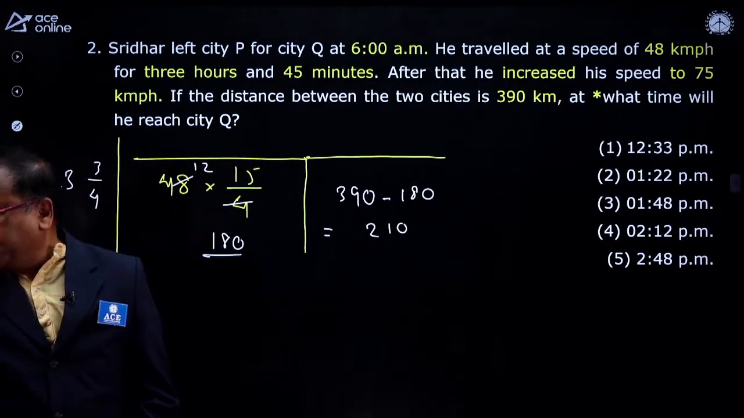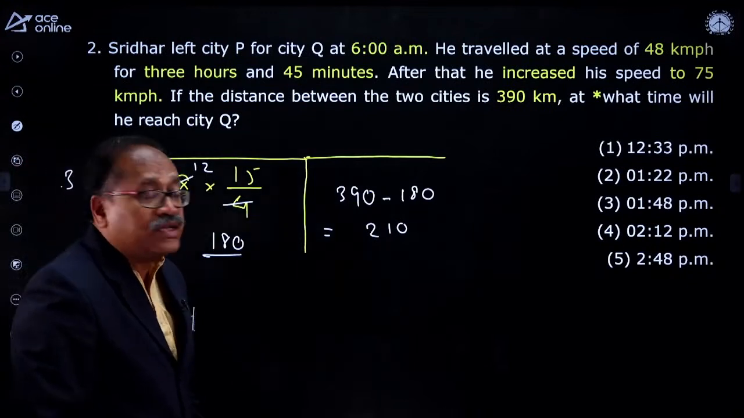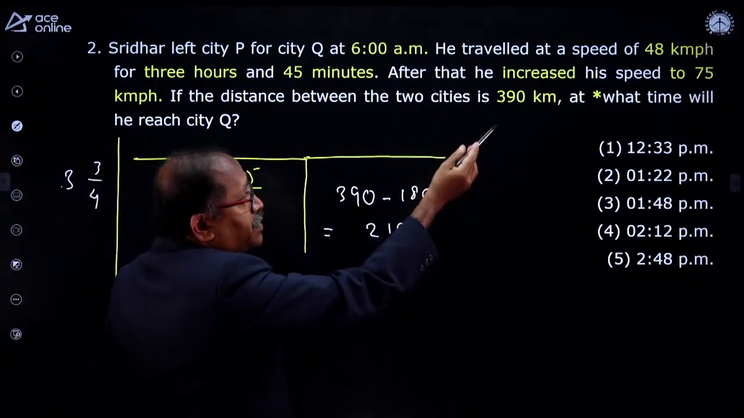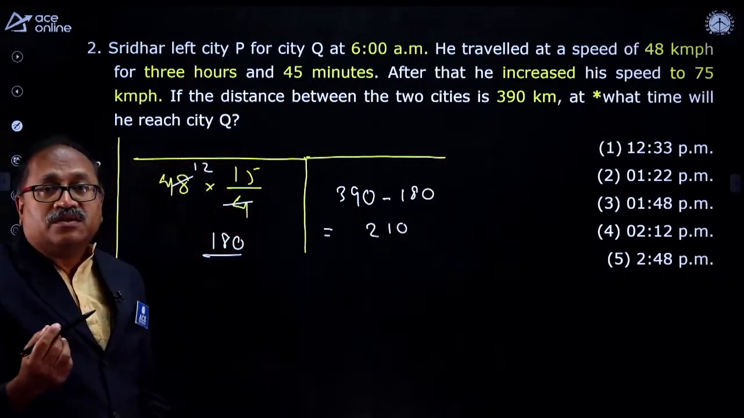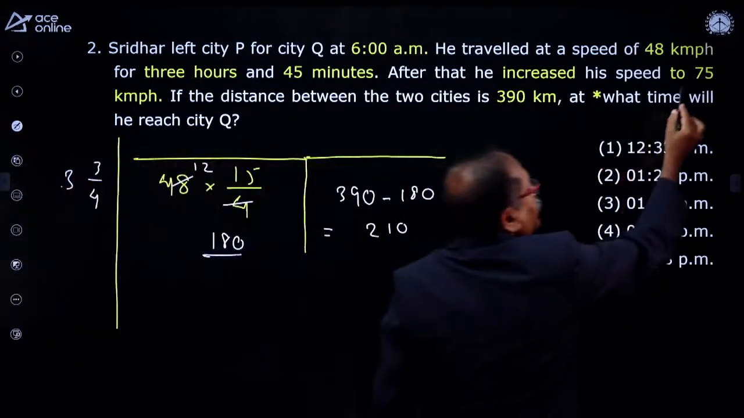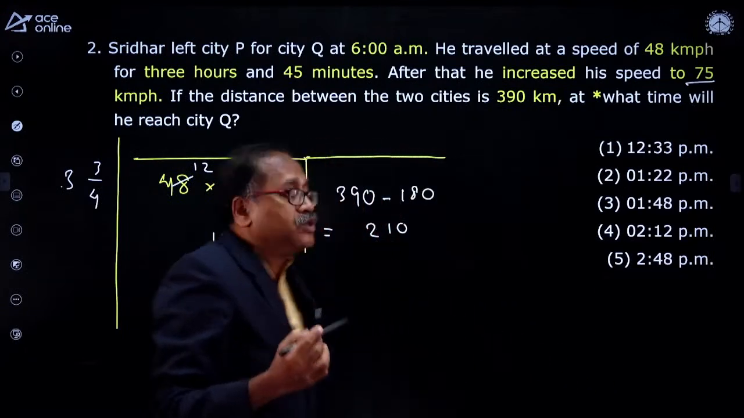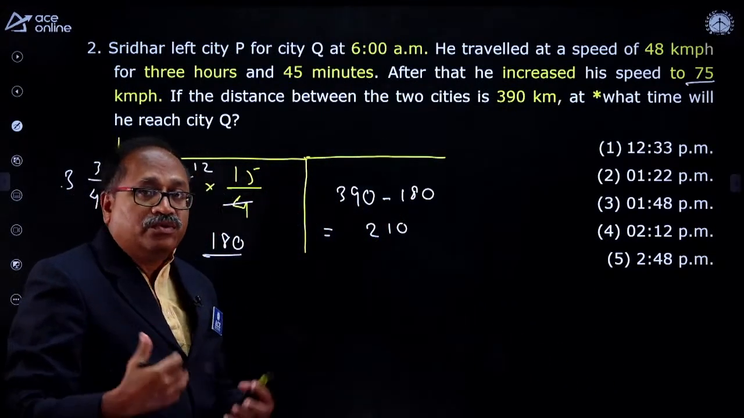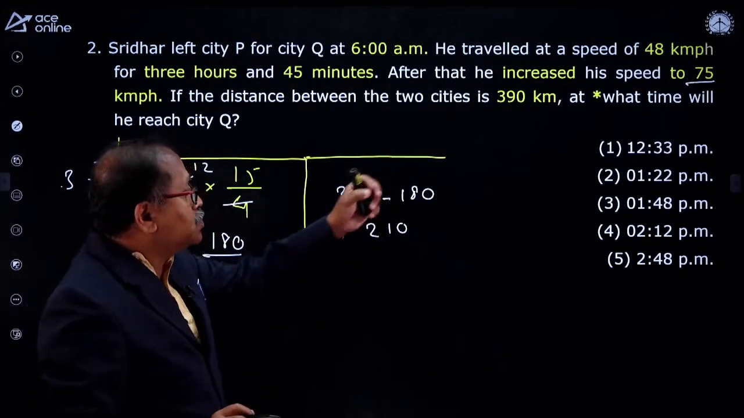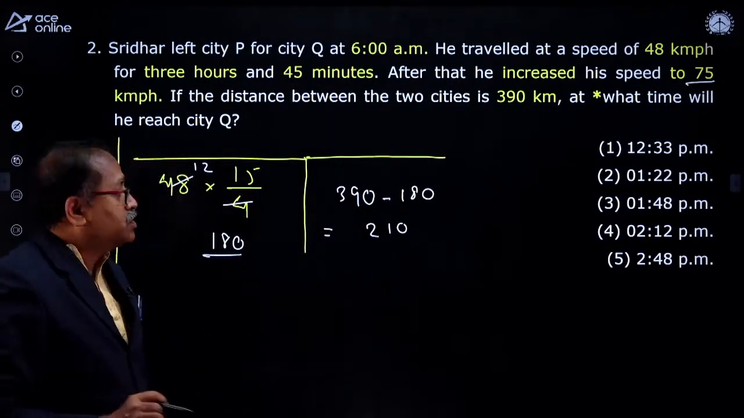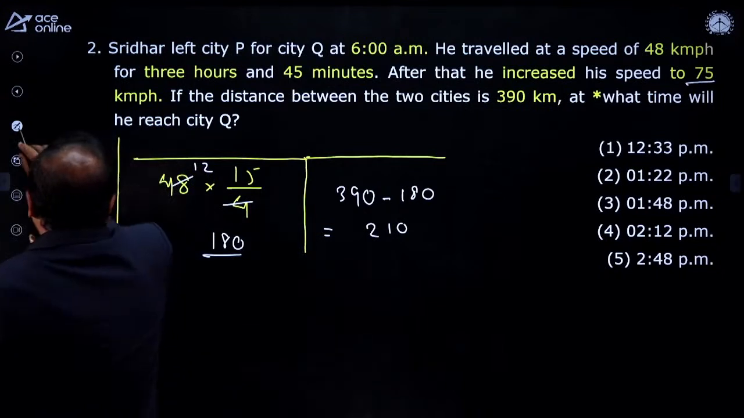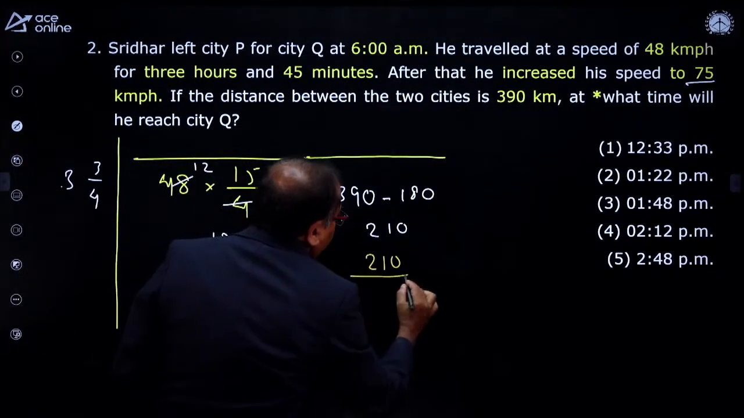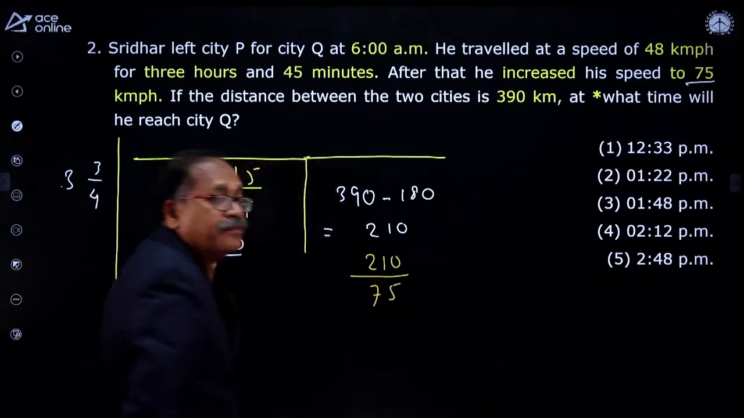And what is the speed? The speed is increased to 75 km per hour. So that means the new speed is 75 km. Speed increased by or increased to. You are understanding the difference. Increased to 75 km. So how much time will it take? The time it will take is 210 divided by 75.